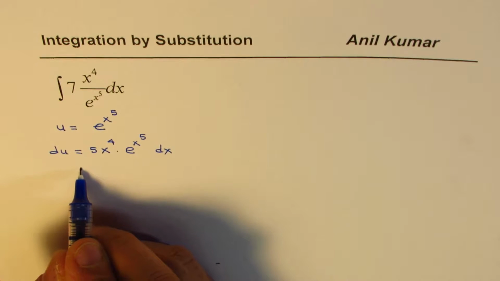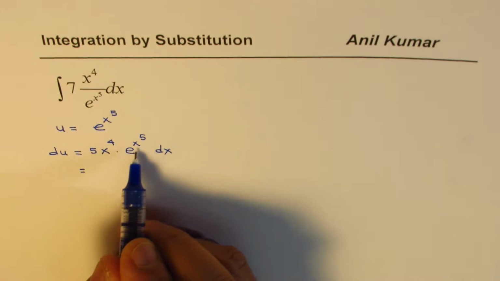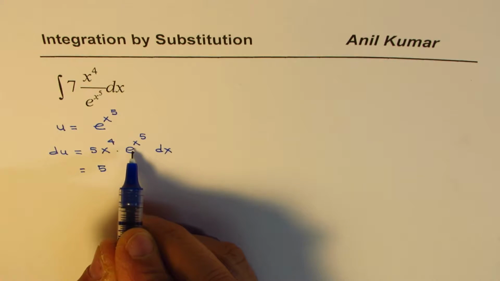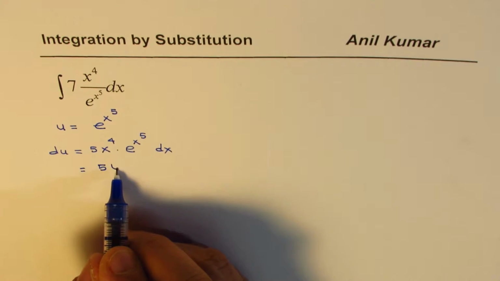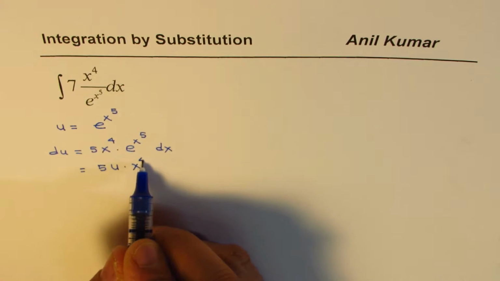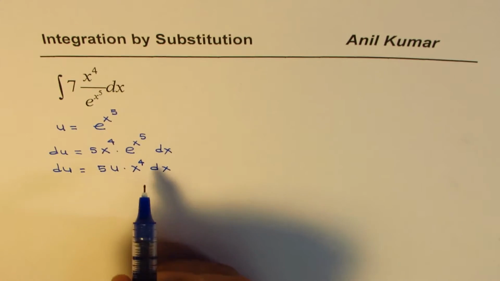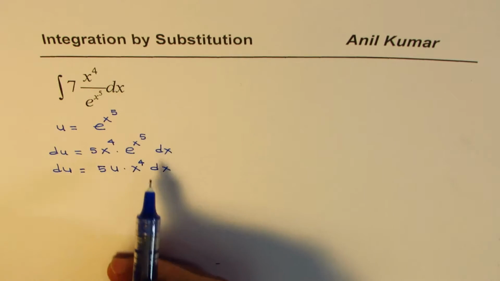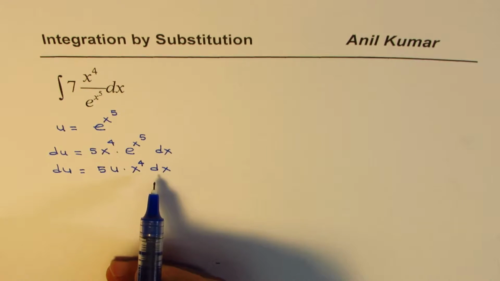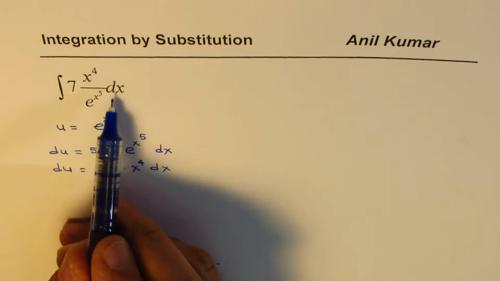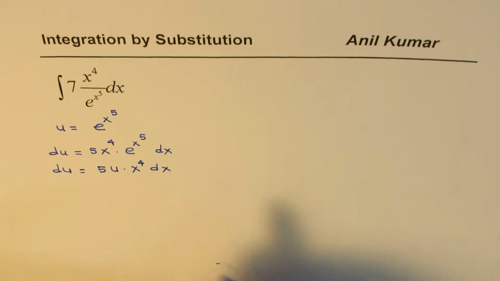So what you could write this as, this is like the u factor. So we could think like this: 5 times u, this is u for us, times x to the power of 4 dx, that is du. Now if I have to substitute dx, what term will I substitute it by? That's what I'm looking for. I could combine x to the power of 4 and dx, these two.